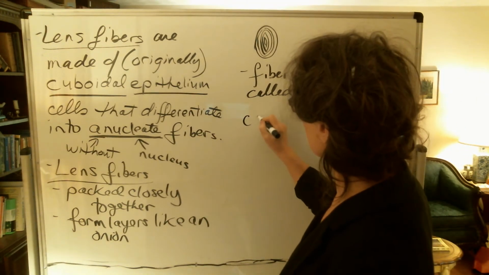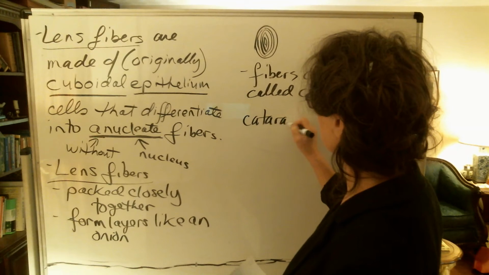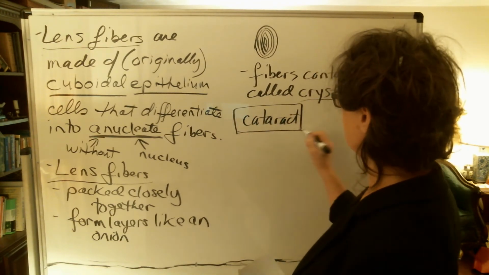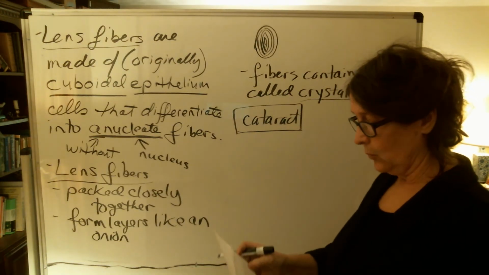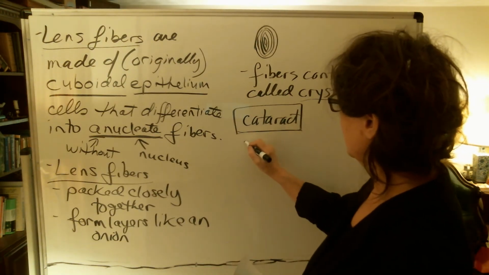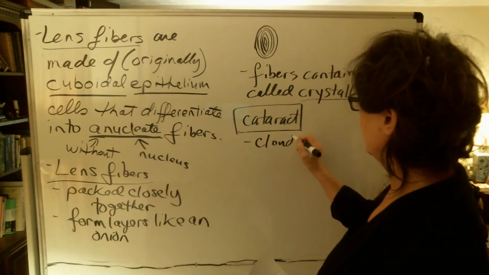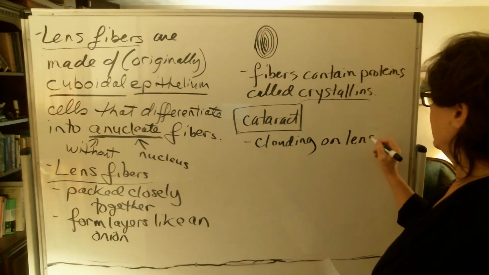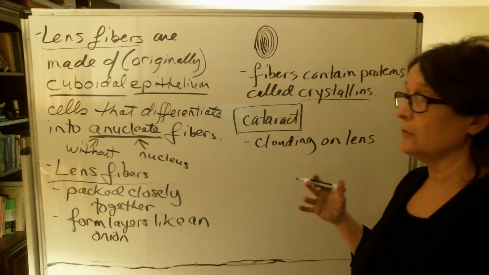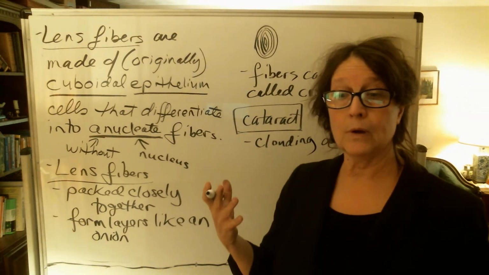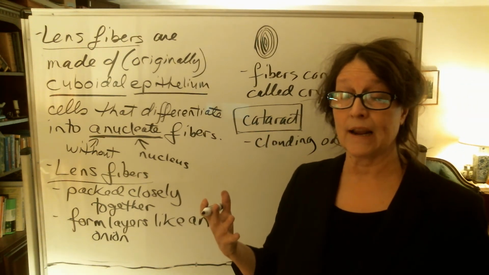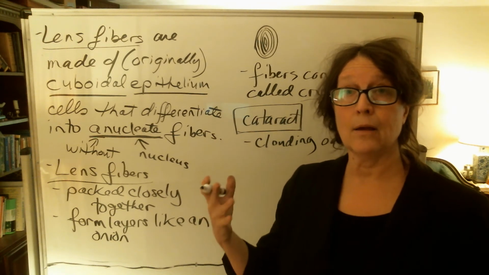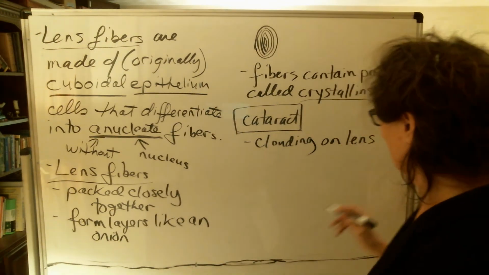So briefly, a cataract then. This is a problem that some people have with their vision. And a cataract then is just a clouding on the lens so that the lens can't be seen through as easily. That's what it means when we say that somebody has cataract. It means their lenses have become cloudy, and you can see how that would make it hard to see.